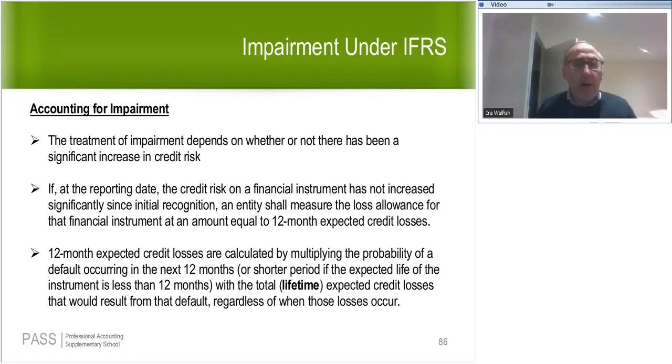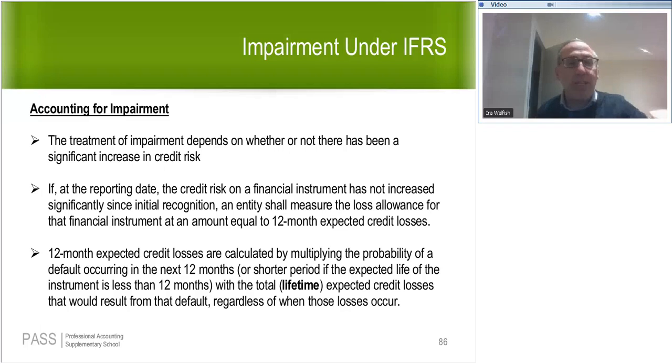As long as there's no increase in credit risk, the way that we figure out the impairment allowance is as follows. The 12-month expected credit losses are calculated by multiplying the probability of a default occurring in the next 12 months, or a shorter period if the instrument is coming due in less than 12 months, within the total lifetime expected credit loss that was a result of a default, regardless of when these losses occur.